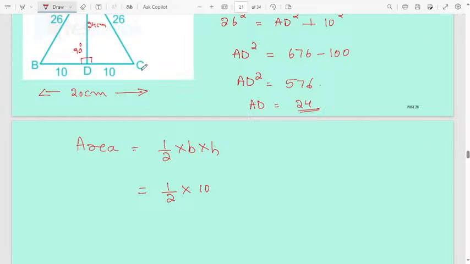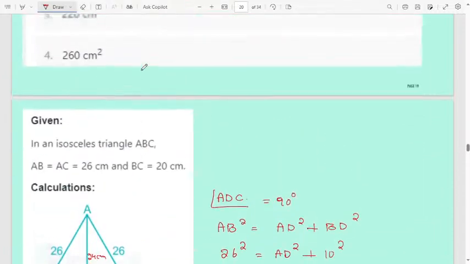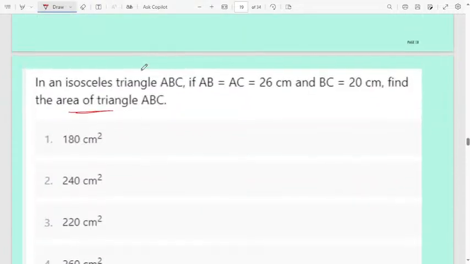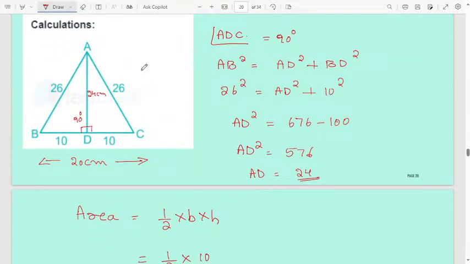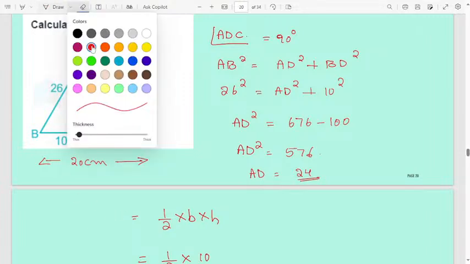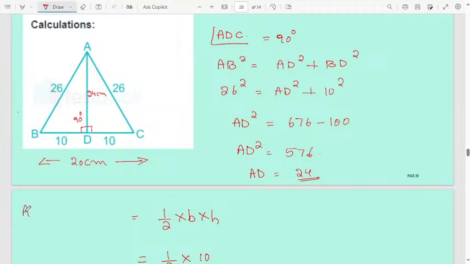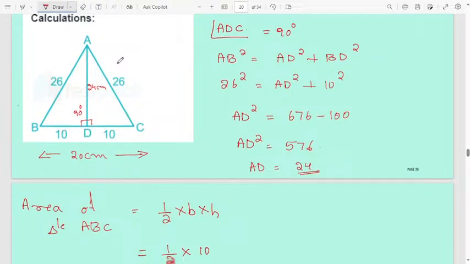If they are asking, I will write the area of triangle ABC, the bigger triangle they are asking. Don't get confused. I will write here, otherwise you will get confused. Area of triangle, that is the bigger triangle they are asking, ABC. Not the smaller one. They are not asking ABD. The bigger triangle they are asking.